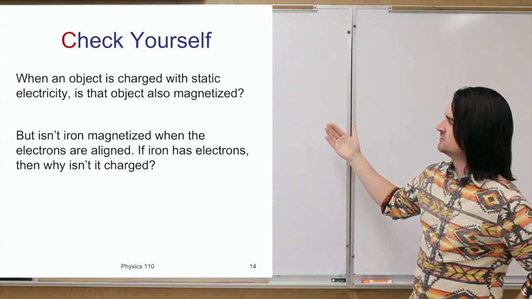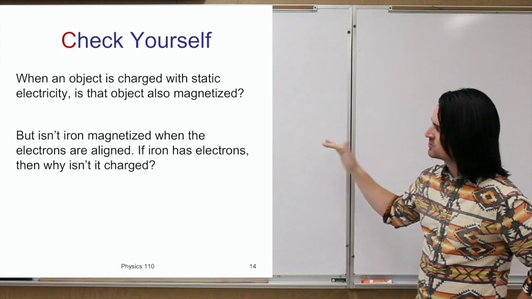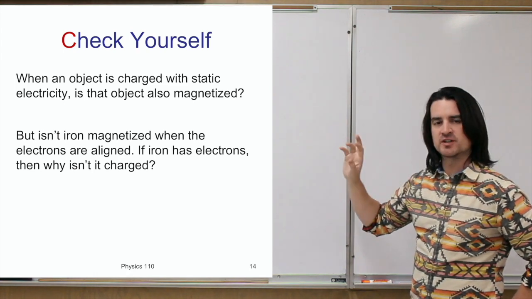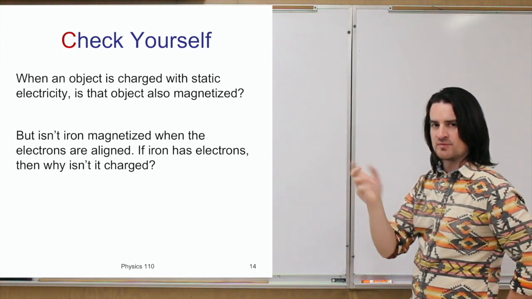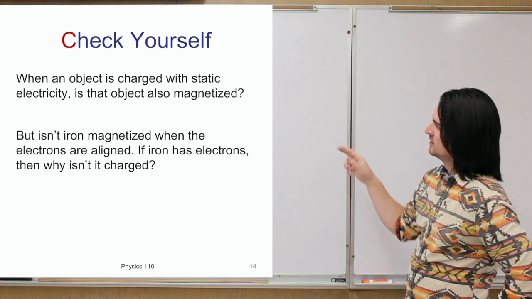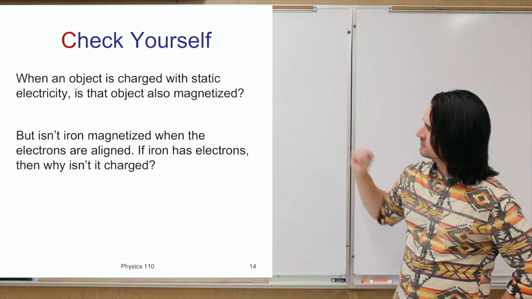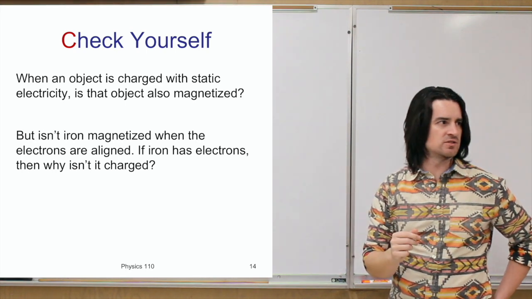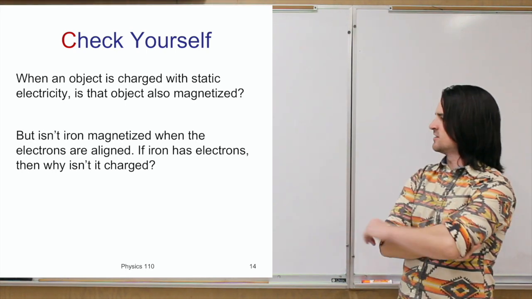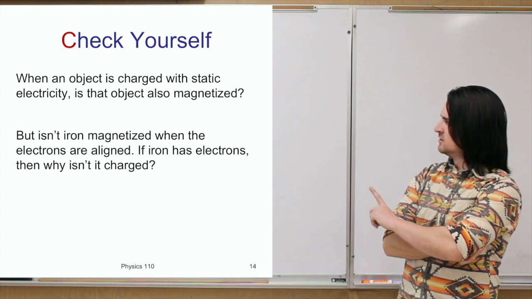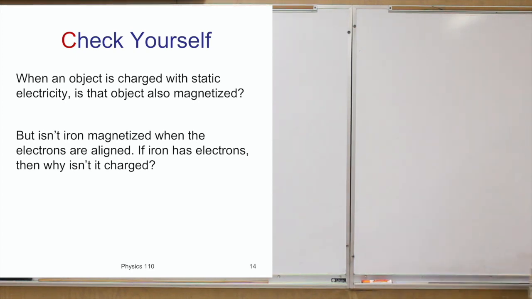And secondly, it says iron is magnetized when the electrons are aligned, right? All those electrons making up the magnetic domains, and they all align. So if iron has electrons, why isn't it electrically charged? Press pause and think about those questions for a minute. Maybe hopefully write down an answer to it, and we'll see how you do.